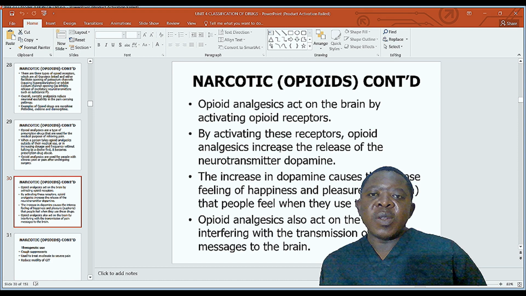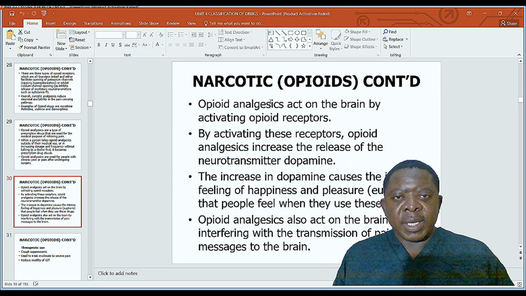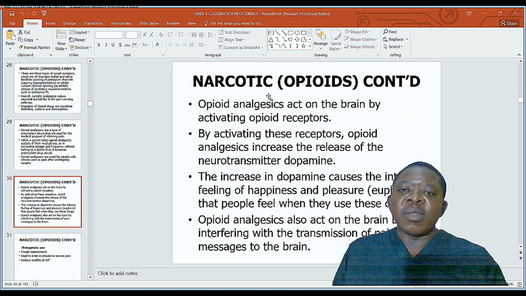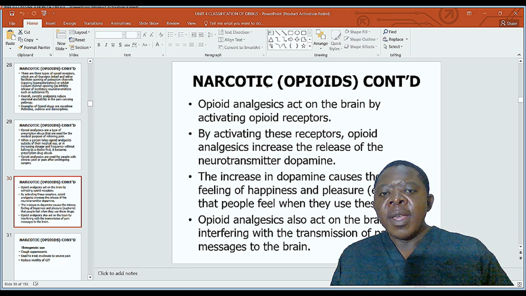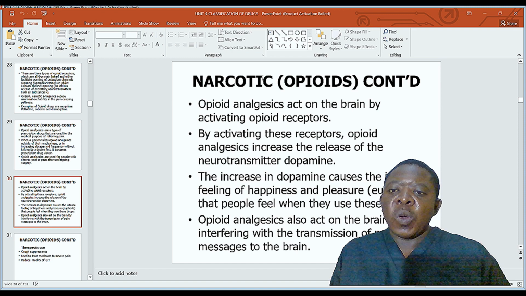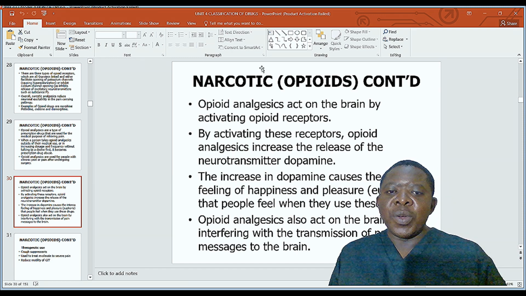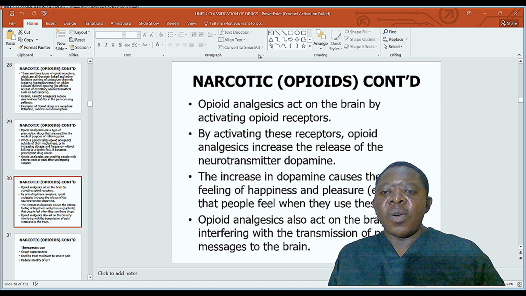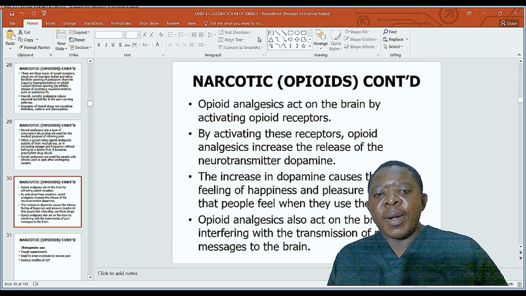Opioid analgesics act on the brain by activating opioid receptors. By activating these receptors, opioid analgesics will increase the release of the neurotransmitter dopamine. The increase in dopamine causes the intense feeling of happiness and pleasure, or euphoria, that people feel when they use these drugs. Opioid analgesics also act on the brain by interfering with the transmission of pain messages to the brain.